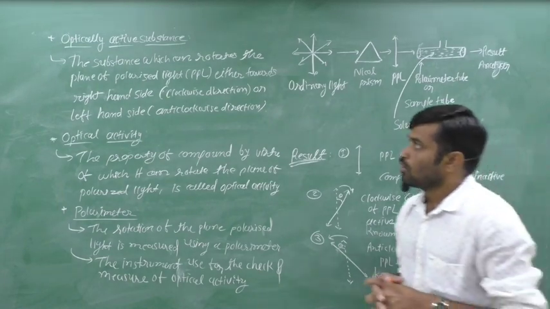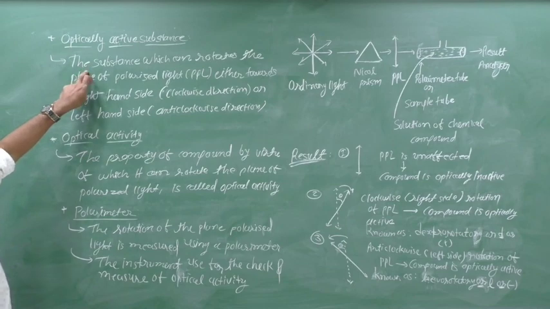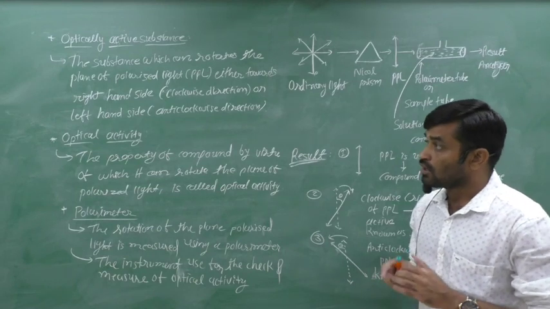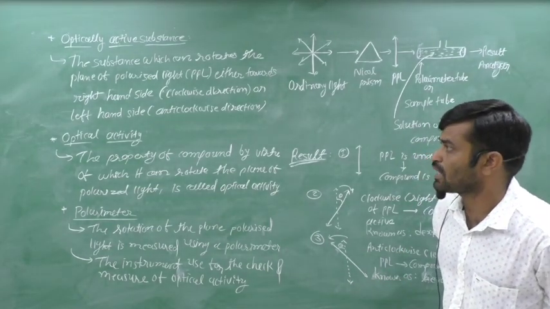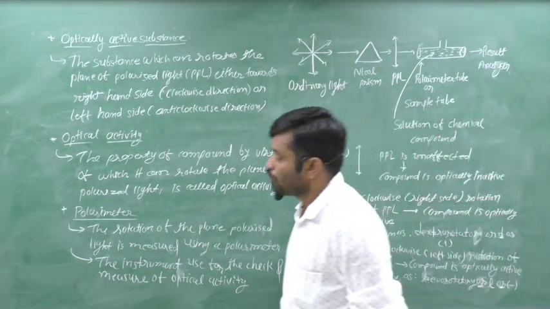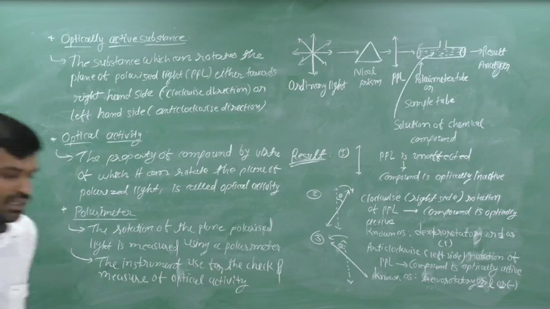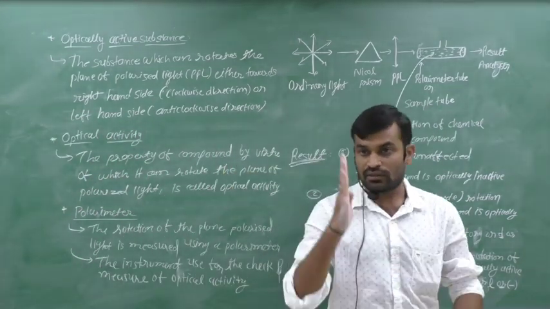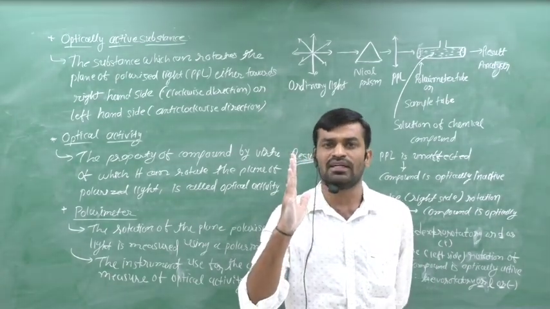Now we can think about some other terms like optically active compound or substance. First term is optically active compound or substance. What is the definition? The substance which can rotate the plane of polarized light, which is PPL, either towards the right side, means clockwise, or left side, means anti-clockwise, is known as optically active compound or optically active substance.